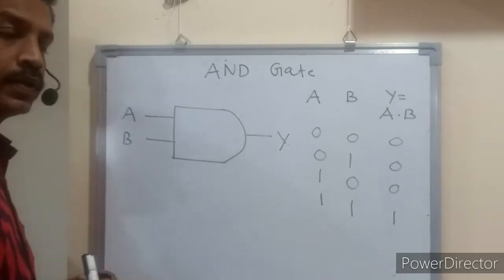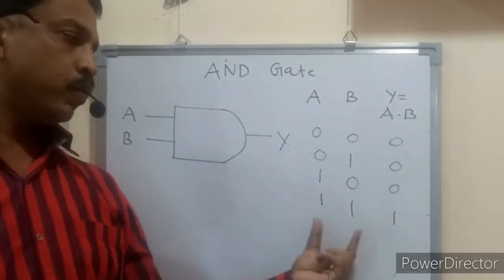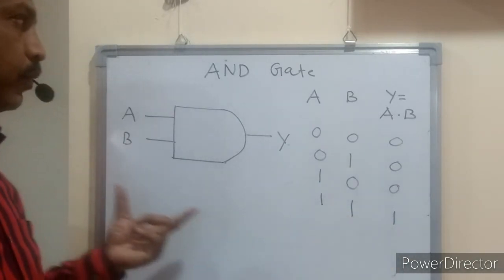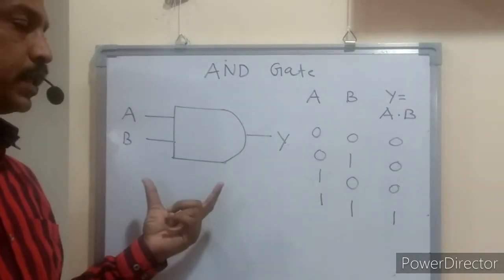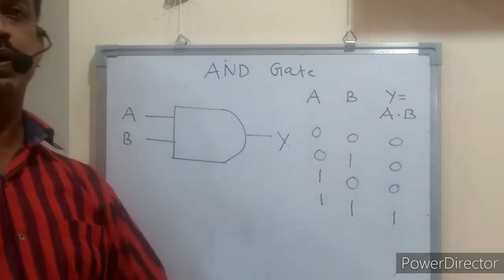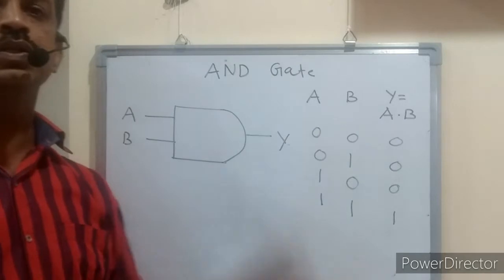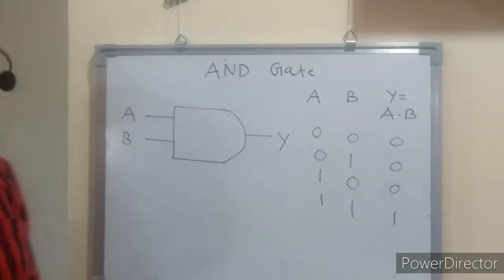So for the AND gate, if any one input is 0, the output is 0. If both the inputs are 1, then only the output is 1. Such a type of logic gate is known as the AND gate. For the AND gate, if both the inputs are 1, then only the output is 1, and if any one input is 0, then the output is 0.